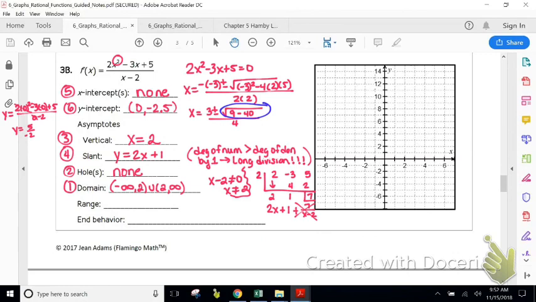All right, so let's graph our pieces here. So we have no x-intercept. We have a y-intercept at 0, negative 2.5. I have a vertical asymptote at x equals 2.